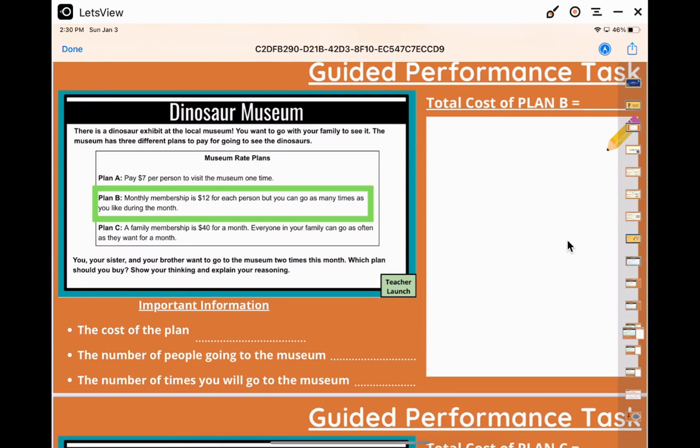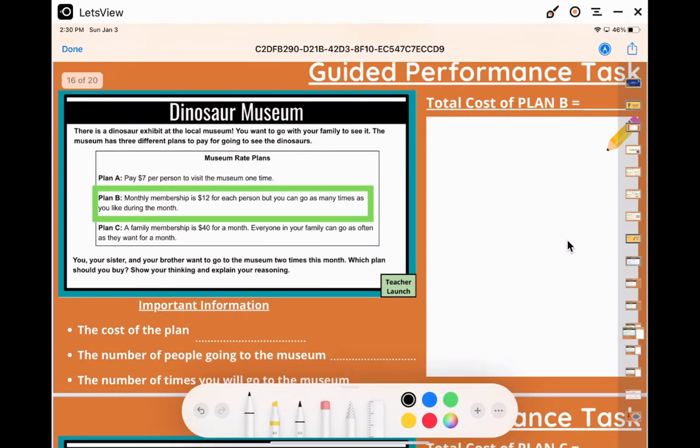All right, guys. Well, we found the cost of plan A. Let's now work on finding the cost of plan B. Let's check out our important information again. It says, what is the cost of our plan? Well, the cost of our plan for plan B, it says that a monthly membership costs $12. So $12 is the cost of plan B.